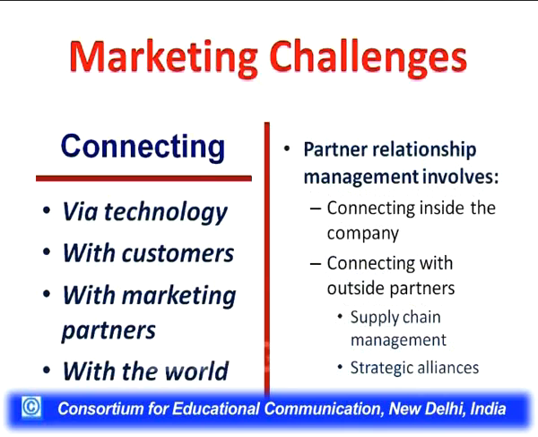Connecting via technology with customers, with marketing partners, with the world. Partner relationship management involves what? This relationship involves connecting inside the company, connecting with outside partners, supply chain management, strategic alliances. All the partners who are part of the supply chain must have a good relationship, and we should have strategic alliances with those partners so that the business flourishes. If business is done in a proper way, we can provide the satisfaction to the customers to the highest extent.